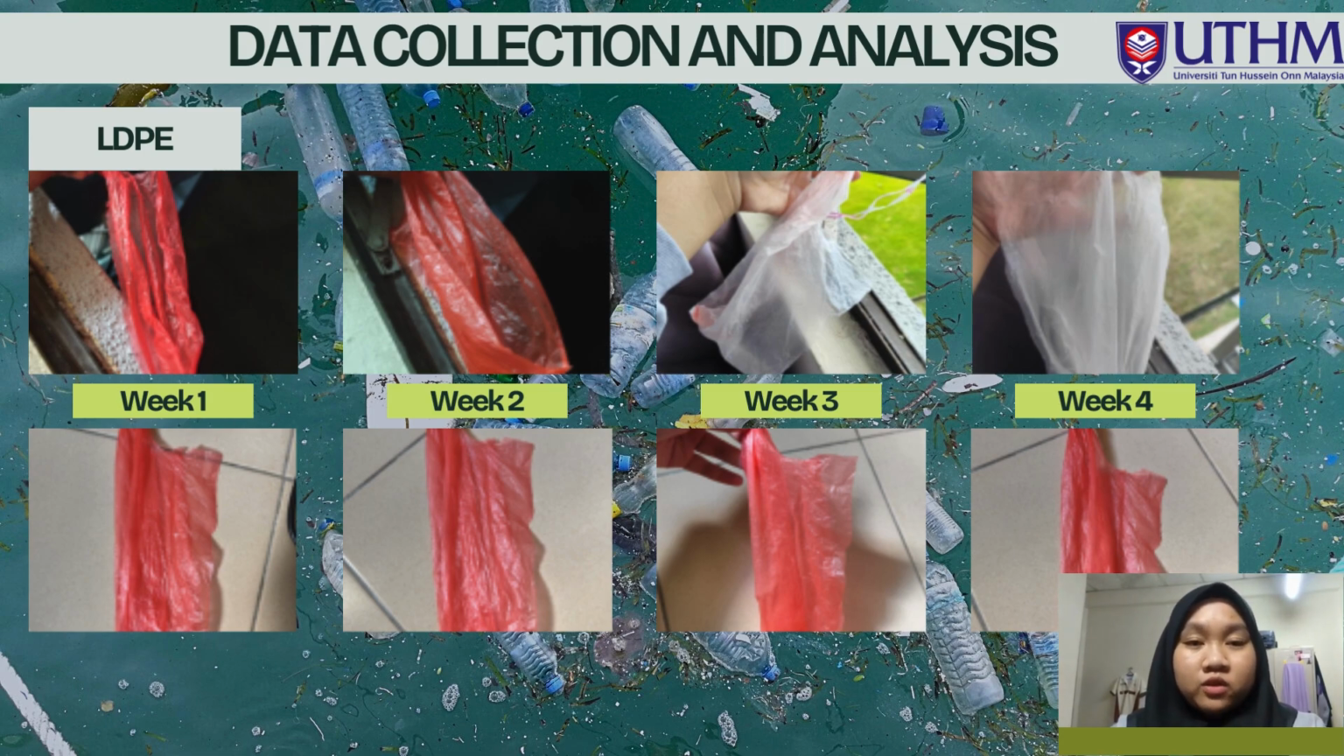For LDPE, for the first 2 weeks, there are no obvious changes when we compare them to the control samples that we kept in the shade. However, from week 3, the plastic bag began to lose its original color and look less vibrant. From week 4, the fading was quite clear, and we can see it in the picture given. This shows that LDPE has medium resistance at the beginning, however it degrades more over time.